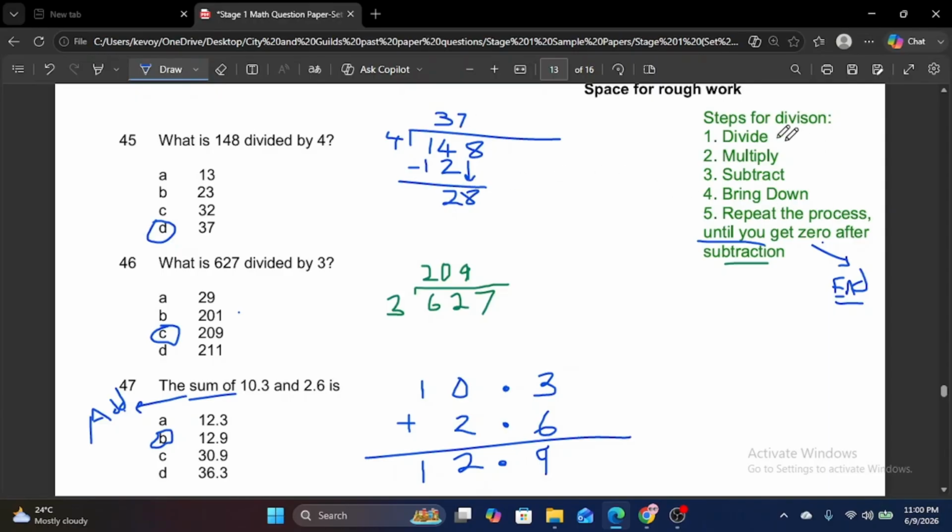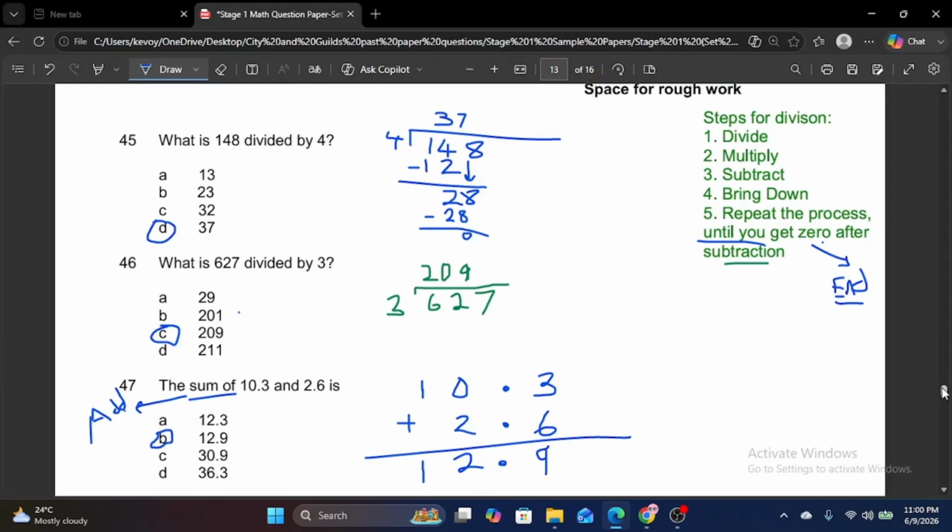You repeat the process. So we're gonna divide. So 4 into 28 goes 7 times. And 7 times, because after division you multiply, so 7 times 4, that's gonna be 28. And after subtraction, we have 0. We get 0. And if we get 0, the process ends. So that's 37. So that's going to be the answer for 45.